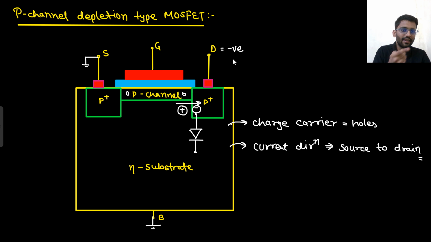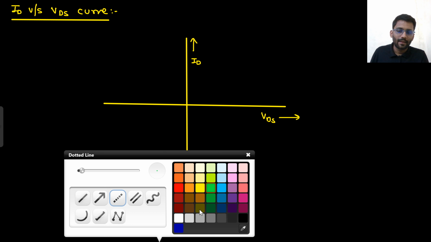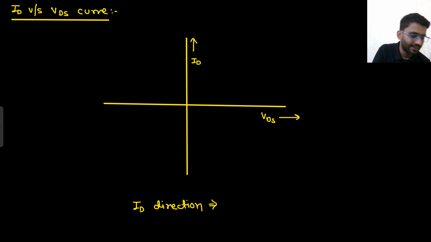More depletion region, that means current will increase. But at a certain negative value of VDS, the current saturates, because even though the electric field is strong, the channel will have lesser charge carriers. Because of that, the current saturates. Did you understand this point? Can you draw the graph now? What is the ID direction? ID direction is source to drain.